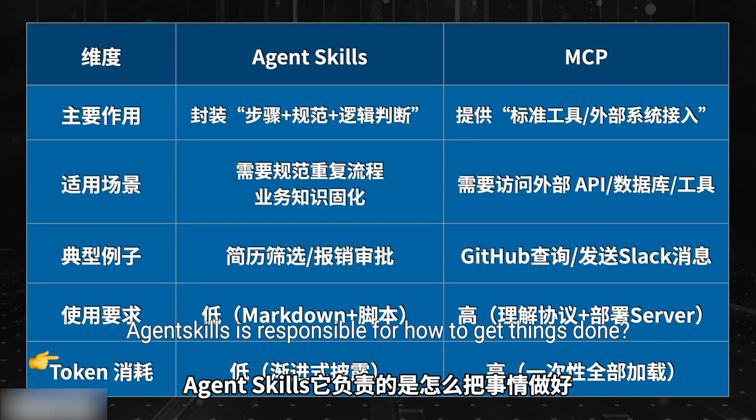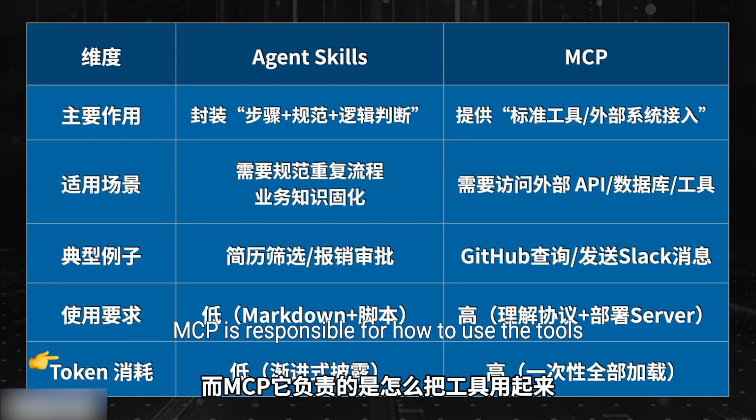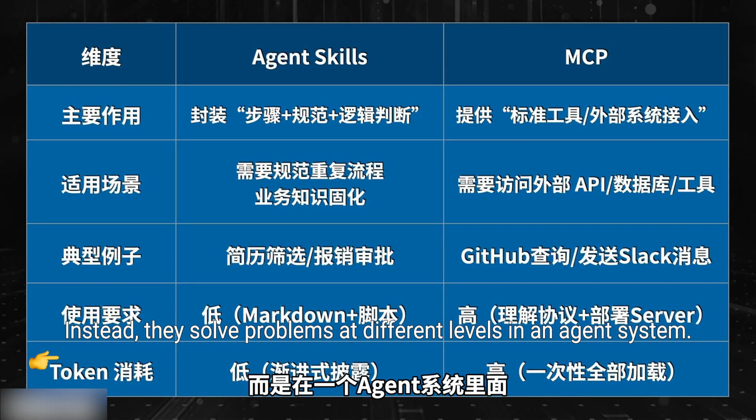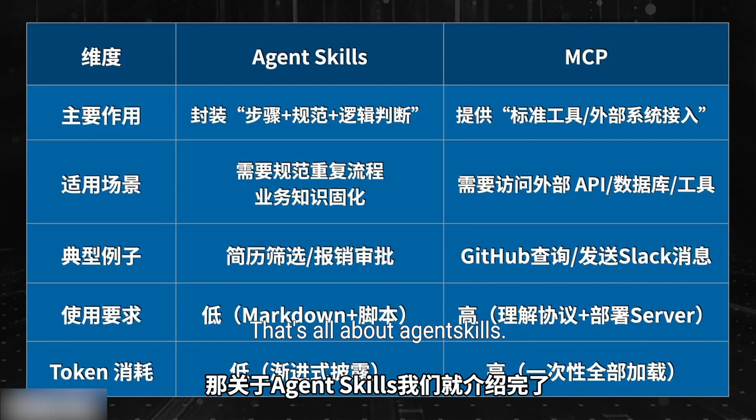So we can understand it this way. Agent skills is responsible for how to get things done. MCP is responsible for how to use the tools. They are not a substitute relationship. Instead, they solve problems at different levels in an agent system. That's all about agent skills.